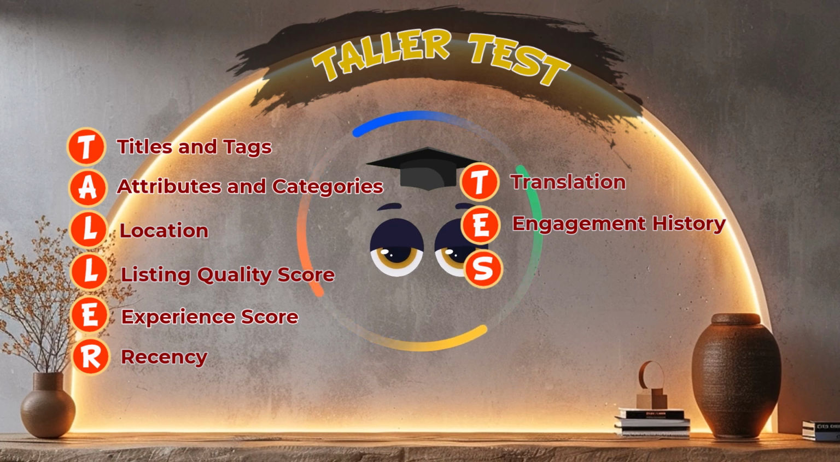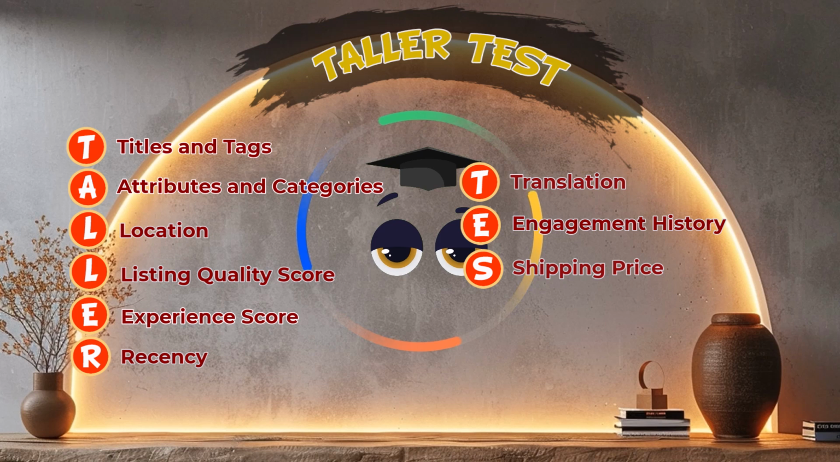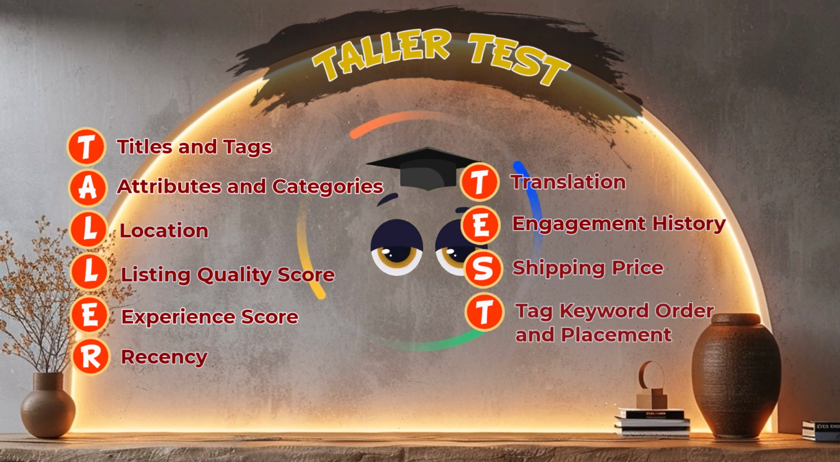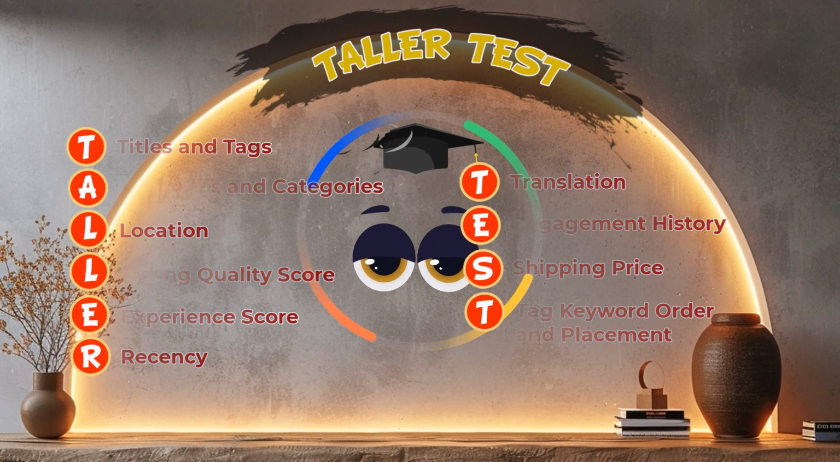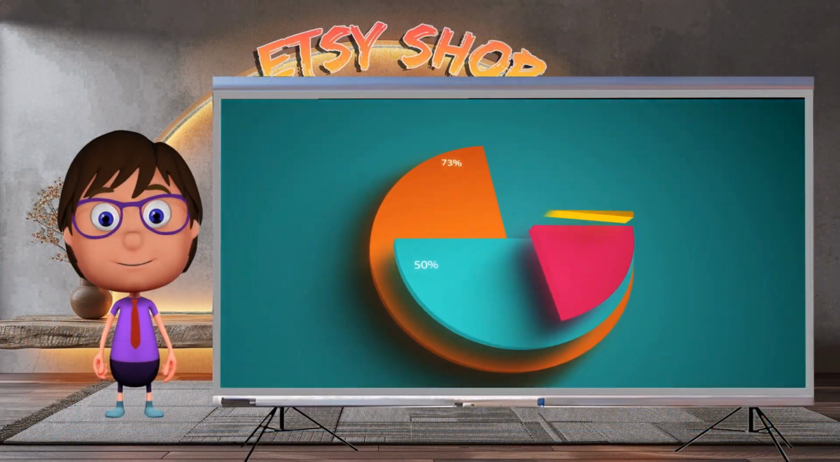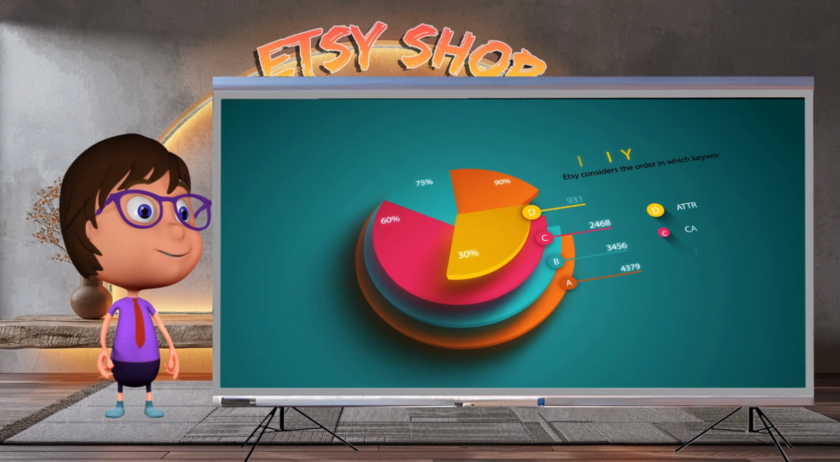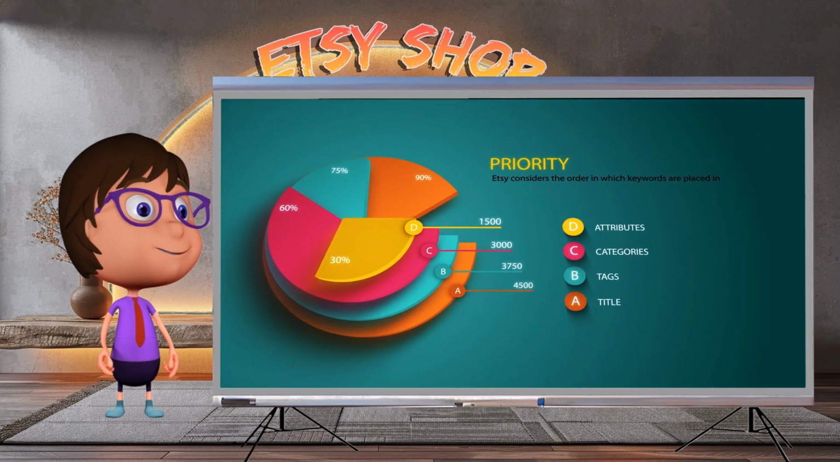S. Shipping price. For buyers in the US, offering free shipping gives a search advantage on Etsy. T. Tag keyword order and placement. Etsy considers the order in which keywords are placed in your title, tags, and other areas.